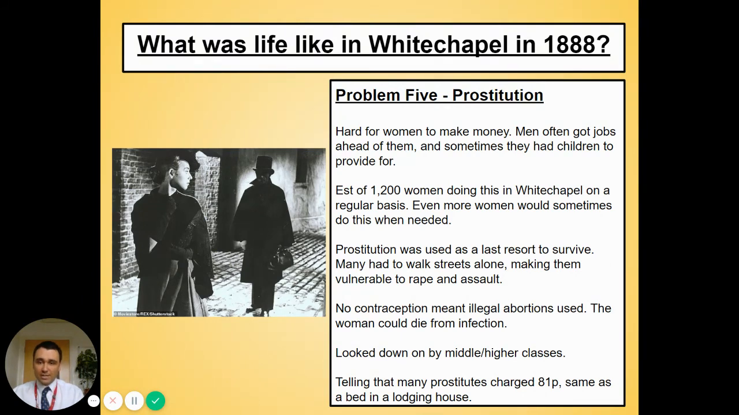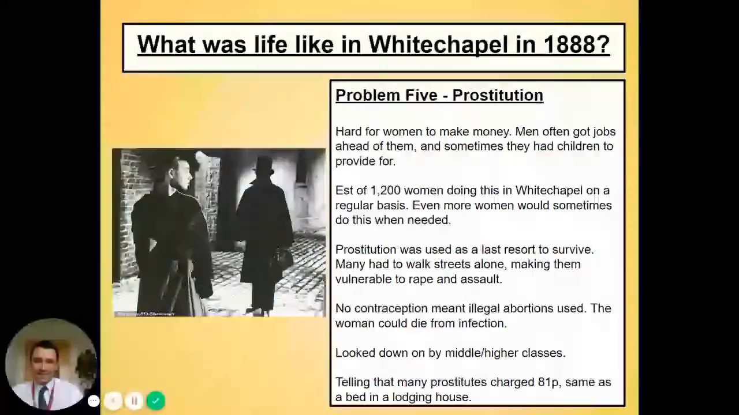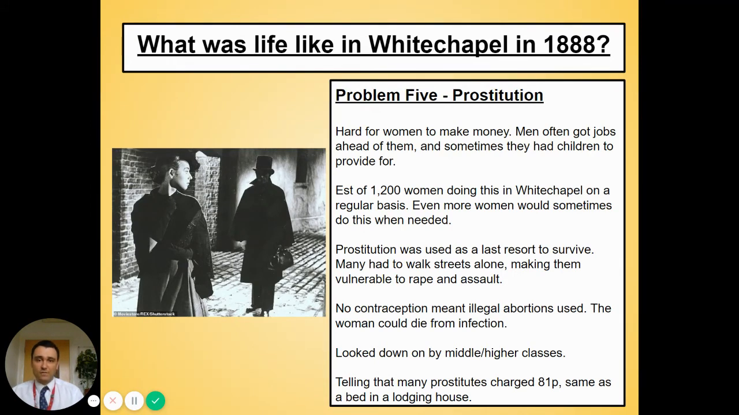And yet, despite the struggles of the working class women trying to survive, they were looked down upon by the middle and higher classes. They didn't seem to understand that women were doing this to survive. They seemed to think that women enjoyed doing this. But it's telling that many prostitutes charged for their services about 81p, which, as we saw earlier, is the same as a bed in a lodging house. These are people doing this just to survive.